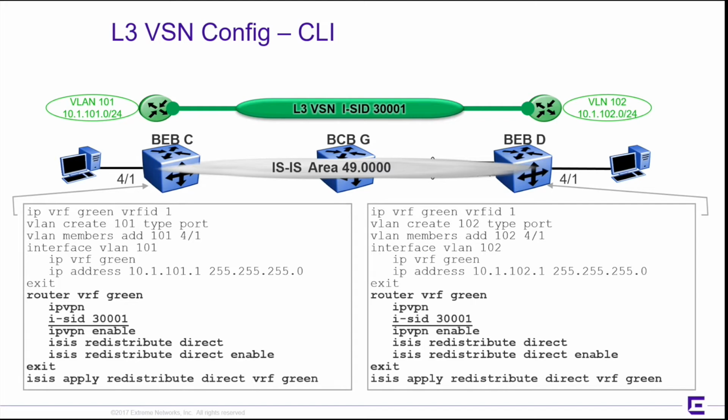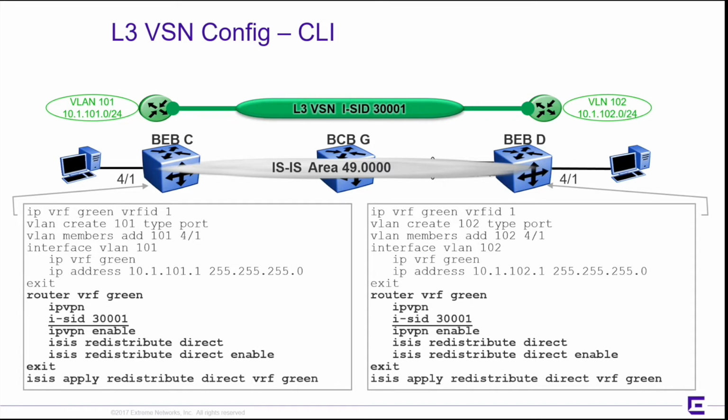So we tell the VLAN that it's a part of VRF green, and as soon as we do that and give it an IP address, it creates that subnet 10.101 inside the router VRF green. So we take it from the global routing table into the VRF green routing table. So two separate route tables there, even at that level. Down the bottom, we go into router VRF green. We tell it that it's now an IP VPN. We give it an ISID. We tell it to enable it. We redistribute it inside the VRF there and apply it, and away we go. So really just 6 or 7 commands there to get it working.